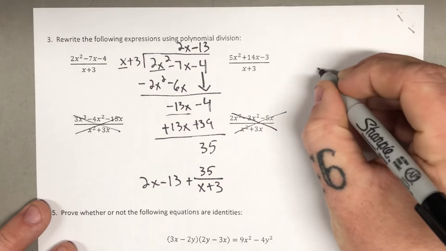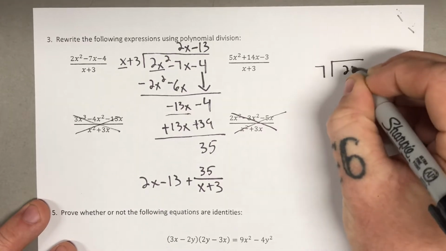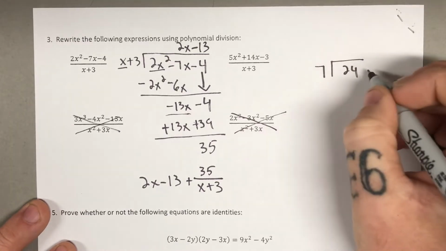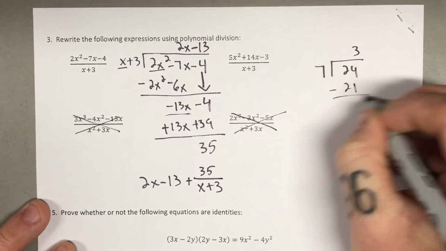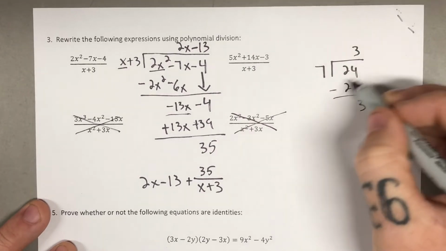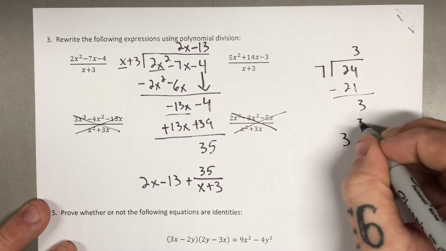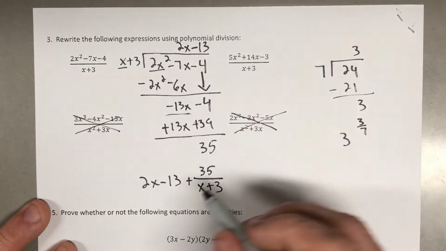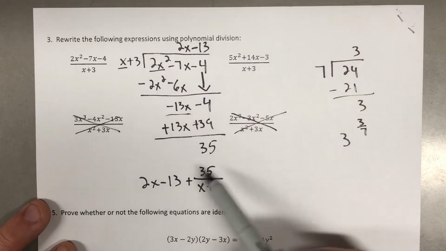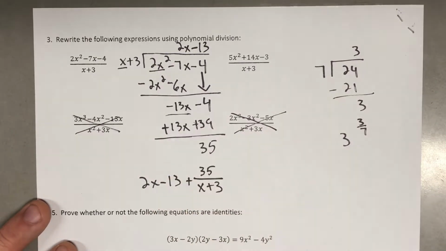And that makes sense, because if we did 24 divided by 7, that would be 3, right? And then we'd subtract the 21 and have a remainder of 3. And this would be written as 3 and 3/7, because we had a remainder of 3 divided by 7. We're going to do the same thing over here. So whatever your remainder is, put it over what you divided by.